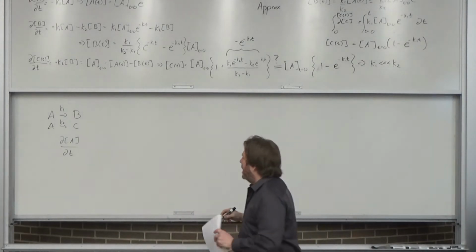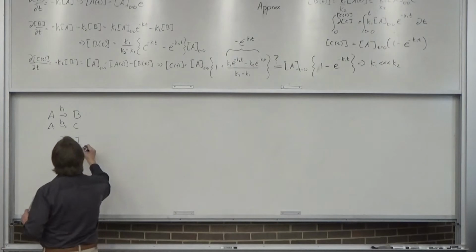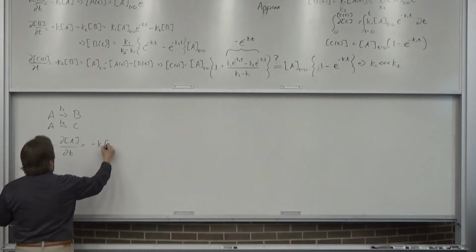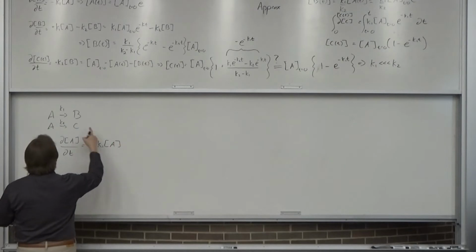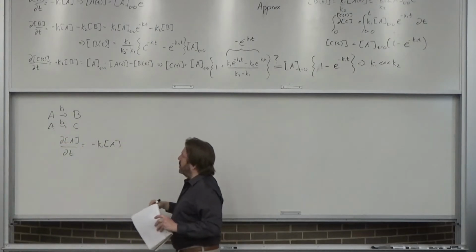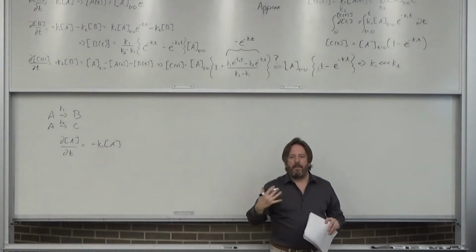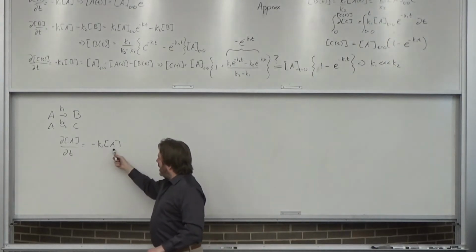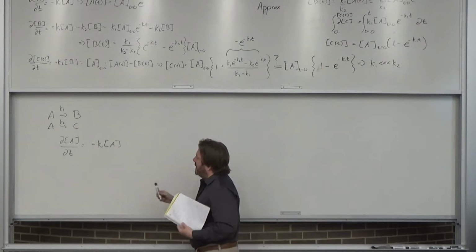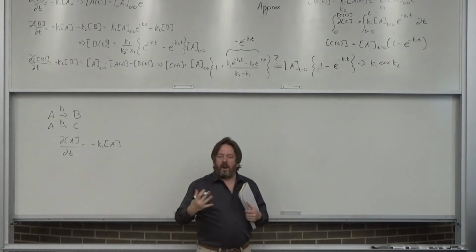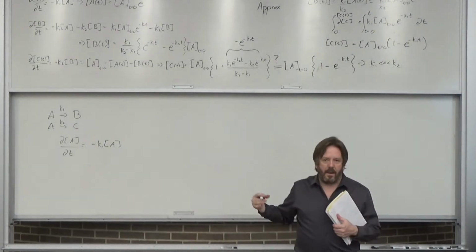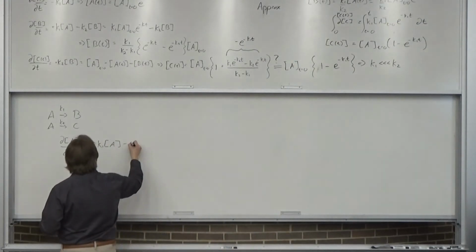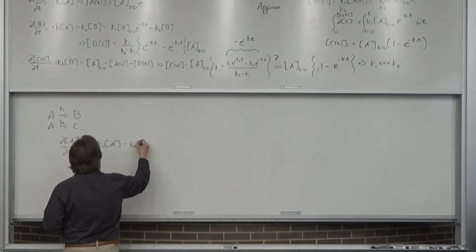Same thing. Okay. Now A has a sink, which is k1. A is its own sink here. If A is present, it will make itself go away by turning itself into B. That's why there's a minus. It's proportional to itself, and the rate constant is k1. Okay. Now, there's a second sink by k2.